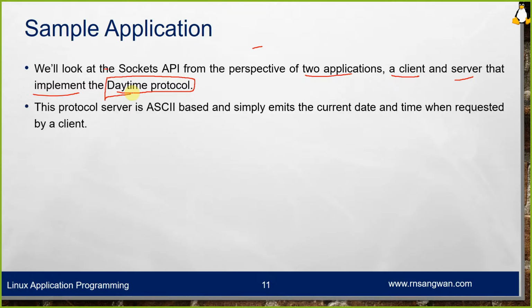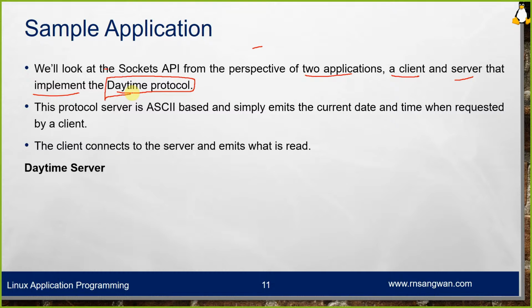This protocol server is ASCII based, and simply emits the current date and time when requested by a client. So the implementation part is very simple. The client will ask for the current date and time, and the server will send it the date and time. That's it. The client will connect to the server, request the date and time, the server will give the date and time, and the client will display it and close the connection. No further details, simple example.